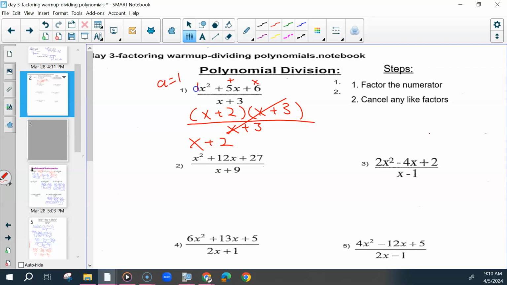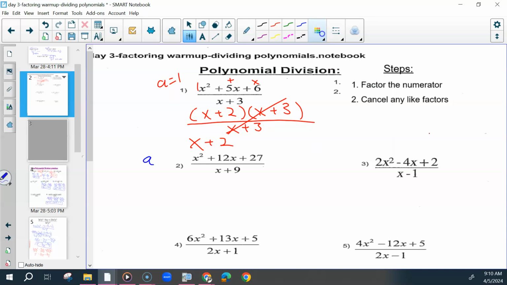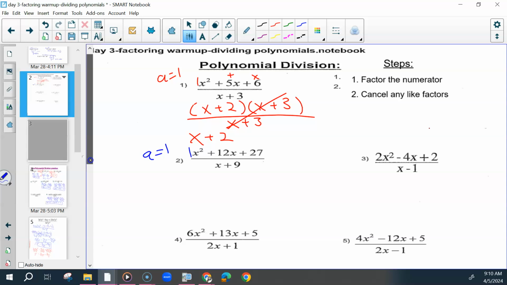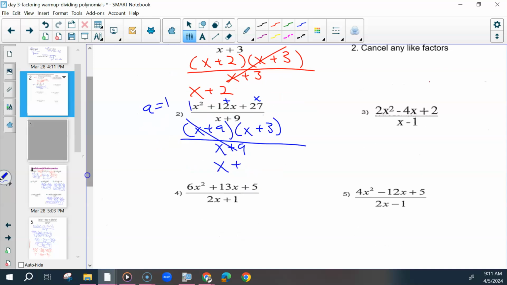Do one more. Again, we have another trinomial. Is this a equals 1 or a doesn't equal 1? It equals 1. So then we're looking for two numbers that multiply to be 27 but add to be 12. 9 and 3. X plus 9, x plus 3. When you're doing this, a hint for the a equals 1, one of the numbers is going to be whatever is in the denominator. So then when we cancel out our like factors, what's left? X. Make sure you are actually canceling out your like factors.